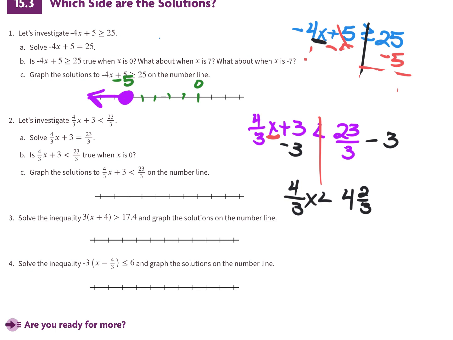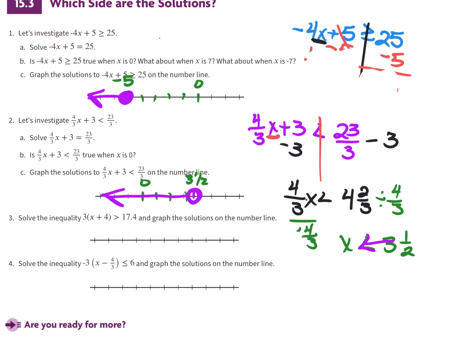Okay, 4/3 x means 4/3 times x. To get rid of times, we divide. So we divide by 4/3. So 4 2/3 divided by 4/3 is 3.5. So x is less than 3.5. There's 0, 1, 2, 3, 4. So 3.5 is going to be right in the middle. There's no line underneath it, so it's just going to be an open circle here. And the sign points to the left, so this is going to go to the left.